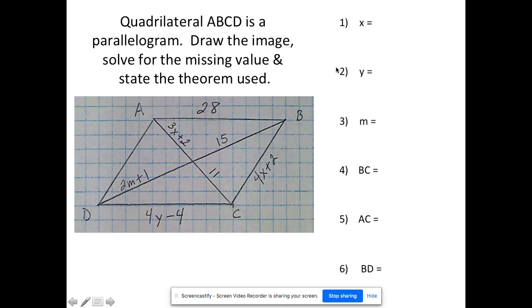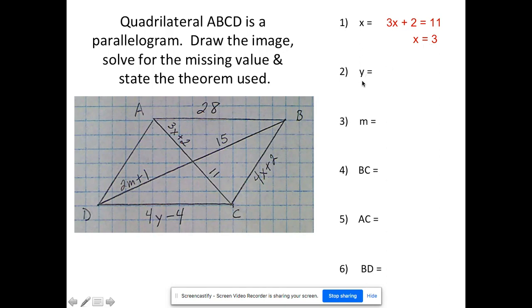So we're going to solve for x. I see an x here, 3x plus 2. That is on a diagonal. We have an 11 on the other side of the diagonal. We also have a 4x plus 2 over here. That's on a side. So what we can do is set up an equation. For the 3x plus 2 and the 11, we know that diagonals bisect each other, which means they cut each other in half. So in order to solve for x, we set up the equation 3x plus 2 equals 11. Then we subtract 2 from both sides and get 3x equals 9. Then we divide by 3, so x equals 3.